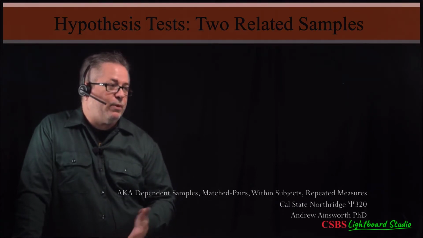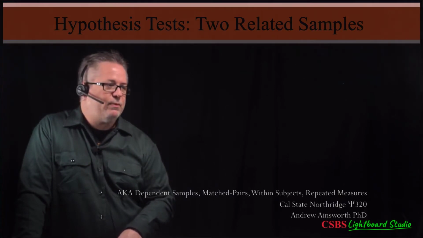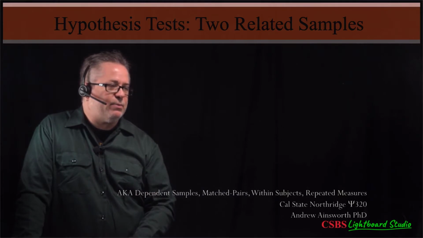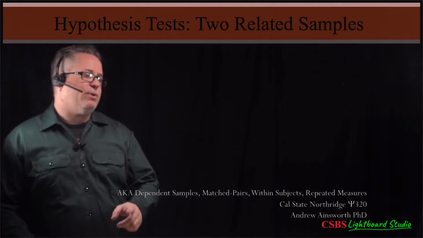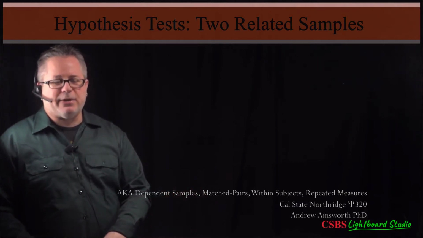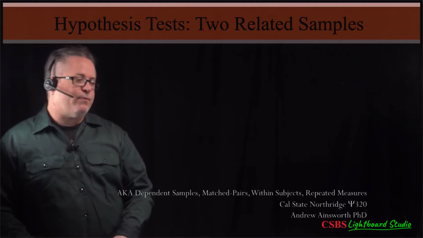We can have two different samples in two different ways. Either the samples are related to each other, we call them correlated samples. So you can see this when we are testing hypotheses about two related samples. You often will see it called dependent samples. It's also often called matched pairs. It's called within subjects, repeated measures. Lots of different names that refer to the same thing.